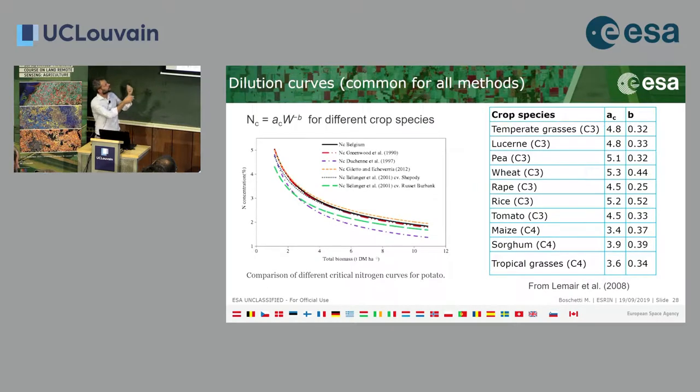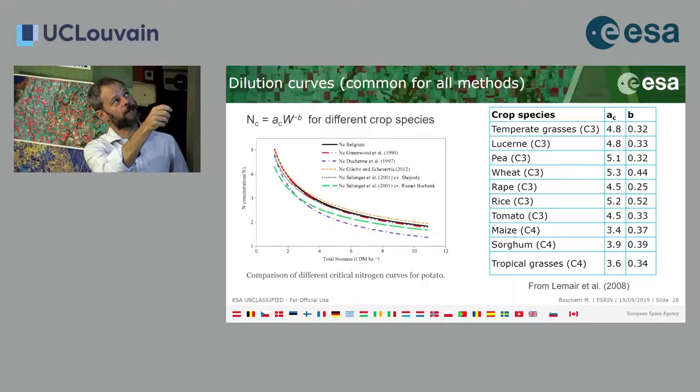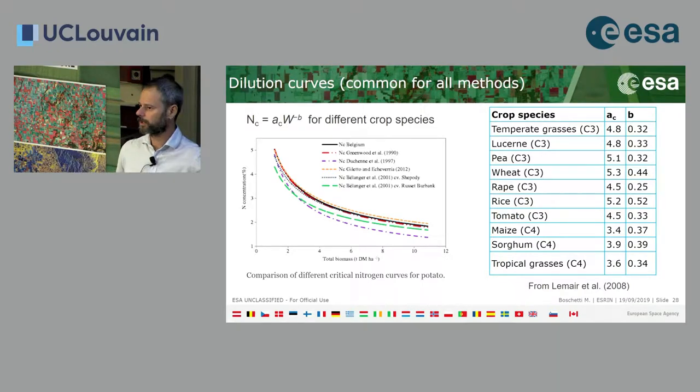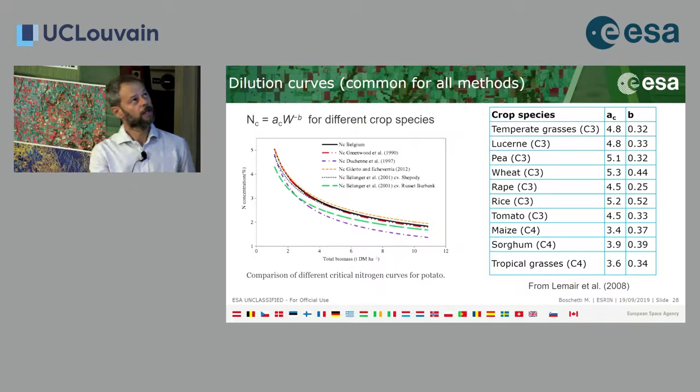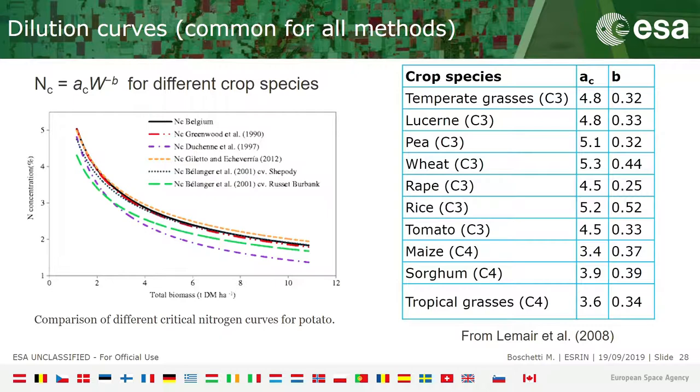The second, we need the critical nitrogen dilution curves. Fortunately, we have a lot of research about that. So the form is the same for all the different crops. Nitrogen concentration is equal to a parameter multiplied by the weight, I mean the biomass of the plant, raised to an exponent. And we are lucky, we have a lot of A and B parameters for the different crops you are interested in. So you don't have to do that again. You can use the ones already published in the literature. You can have this nice curve. So if you have this curve, you can compare your estimates to that and clearly understand if the crop is in good or bad condition.